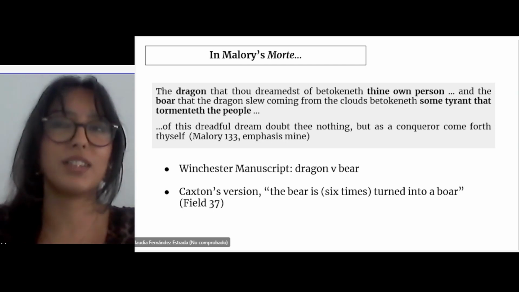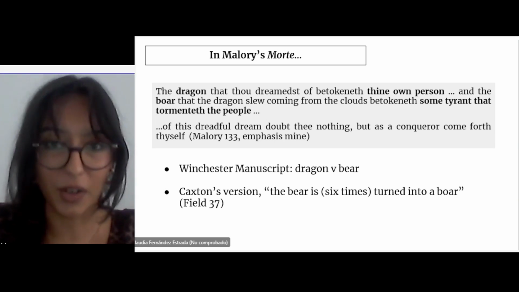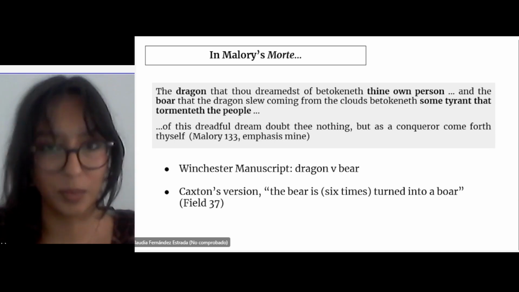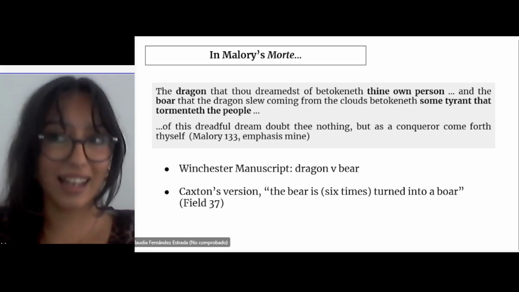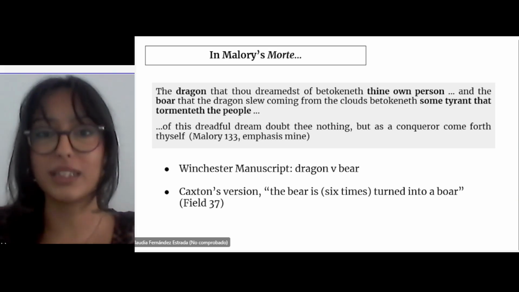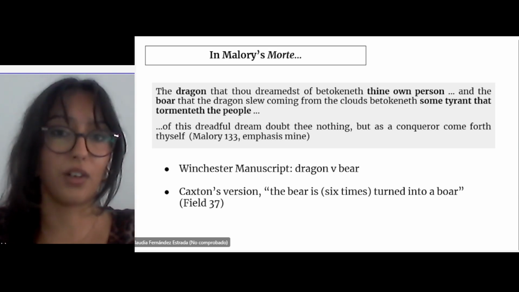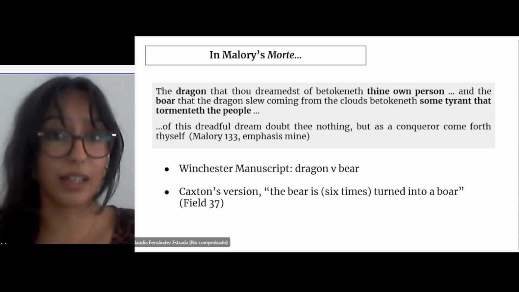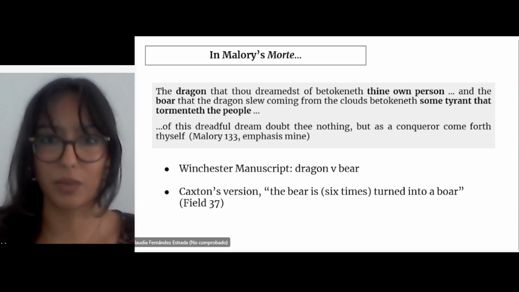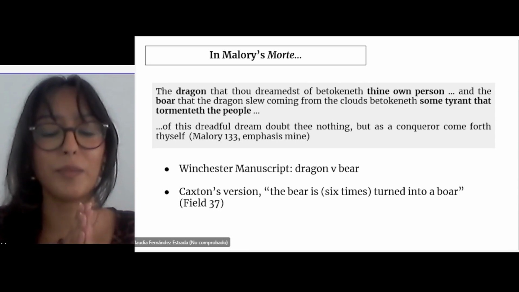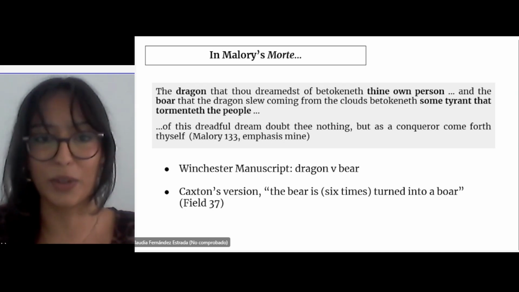And who was the boar of England in 1485? Richard III, whose banner was literally a white boar. So, albeit casually and coincidentally, Caxton/Malory predicted the outcome of the Battle of Bosworth, where the Red Dragon, Henry VII, literally destroys the boar, Richard III. And that was fantastic for Caxton because after that he, of course, earned royal patronage.